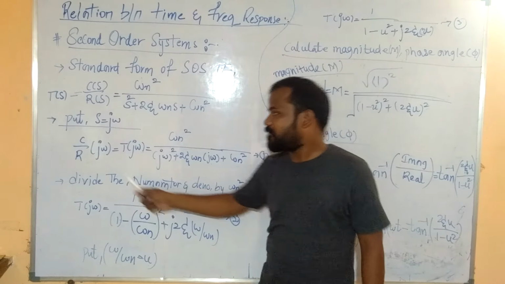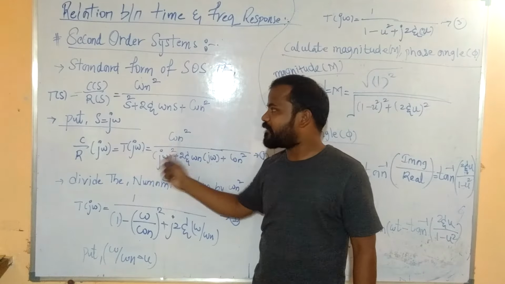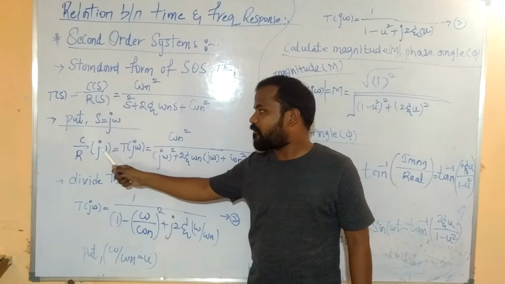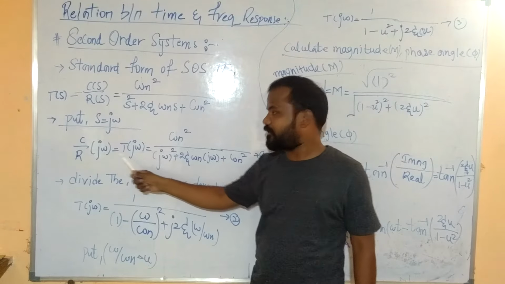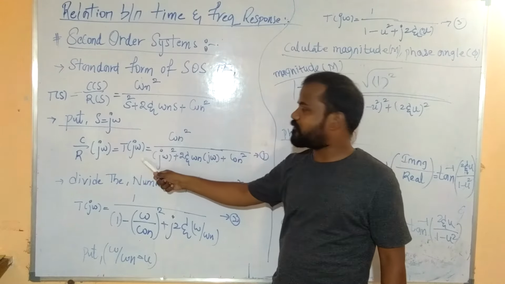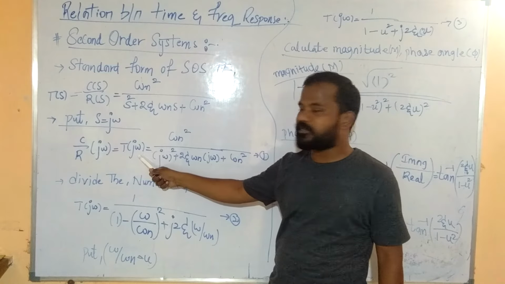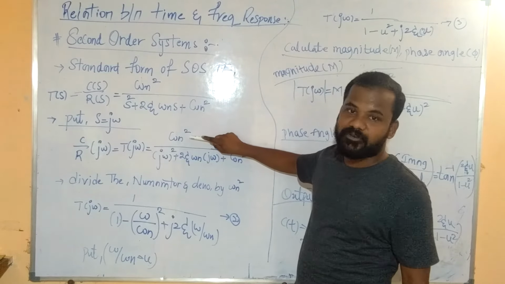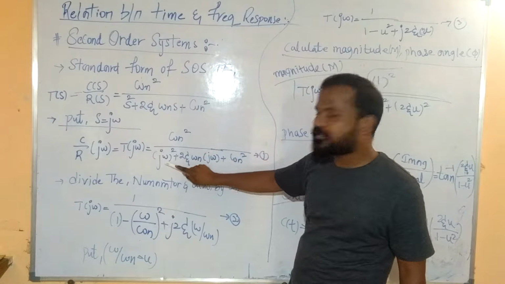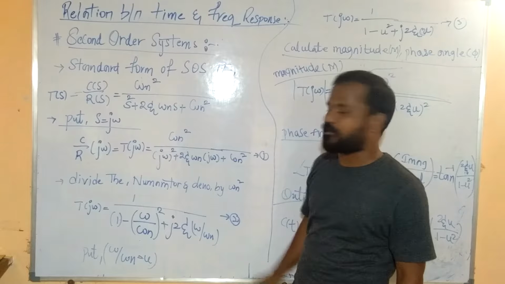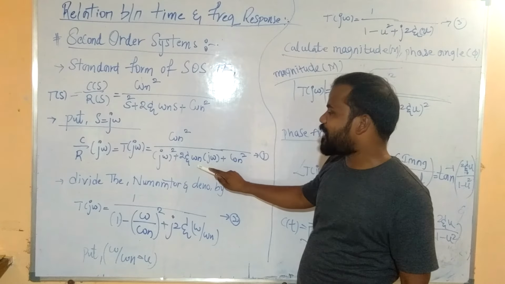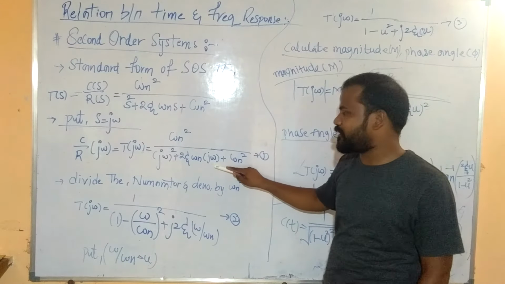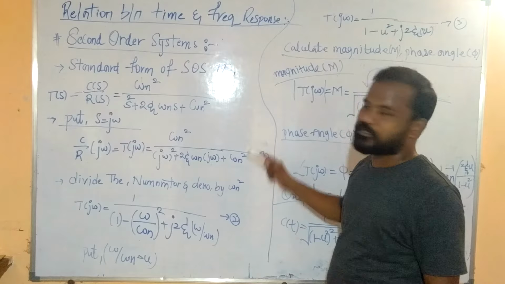So by putting s is equal to j omega in the equation, C of s by R of s, that is equal to T of s, and instead of s again we substitute j omega. So T of j omega is equal to omega n square divided by s square, meaning j omega whole square, plus 2 zeta omega n s. Here instead of s again we substitute j omega, plus omega n square.